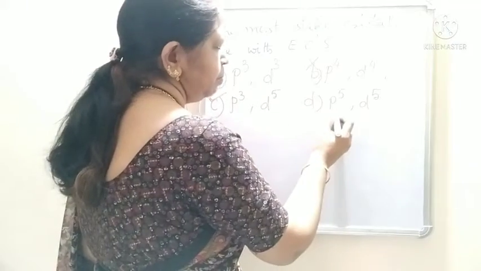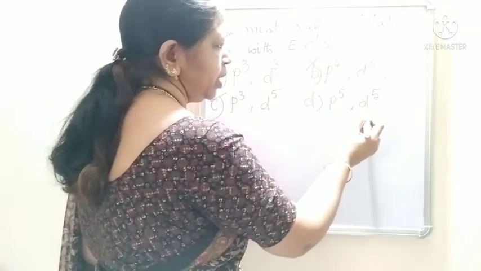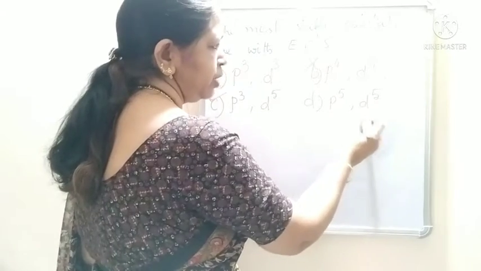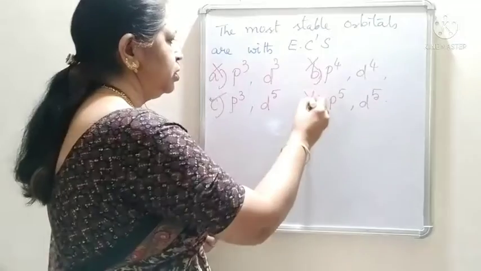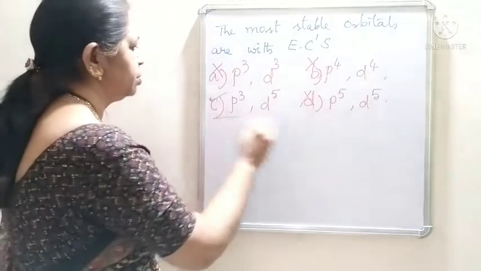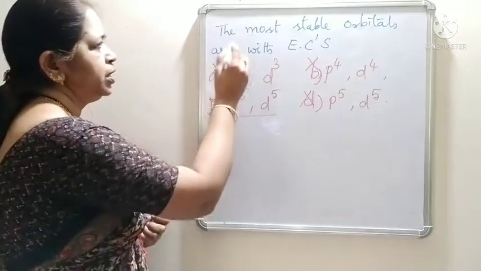In D, P is having 5 electrons and D 5. D is having half filled but P is not having the half filled or completely filled. So it is also not correct. So the correct option is C for this question.